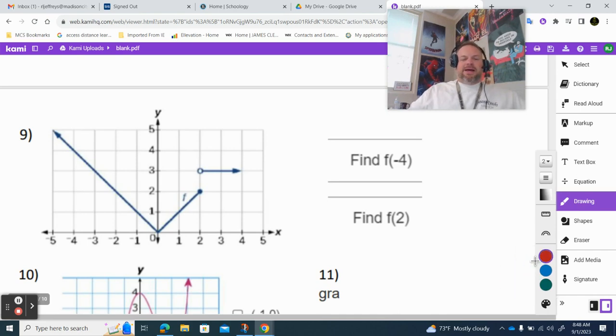So, number 9, it's doing what we just did, but graphically. So, f of -4. So, we go to -4 on the x value. We have to go up because that's where the graph is. And that y value is 4. Wow.